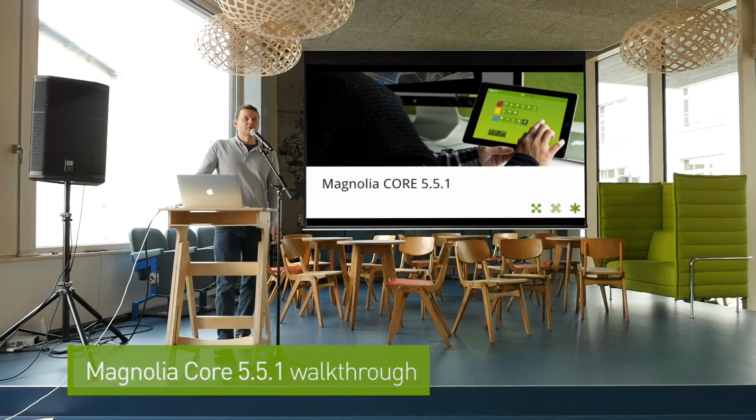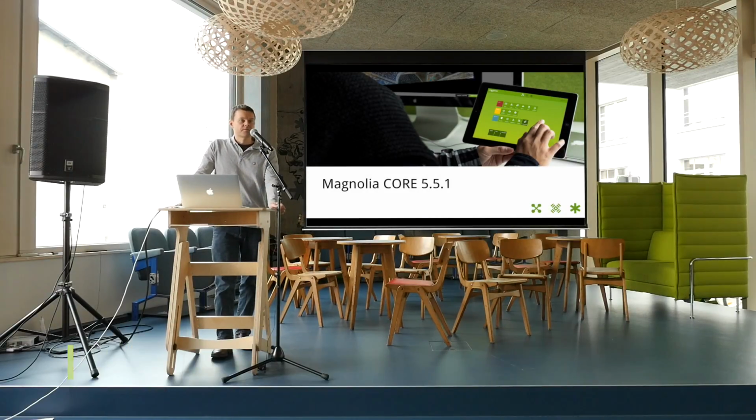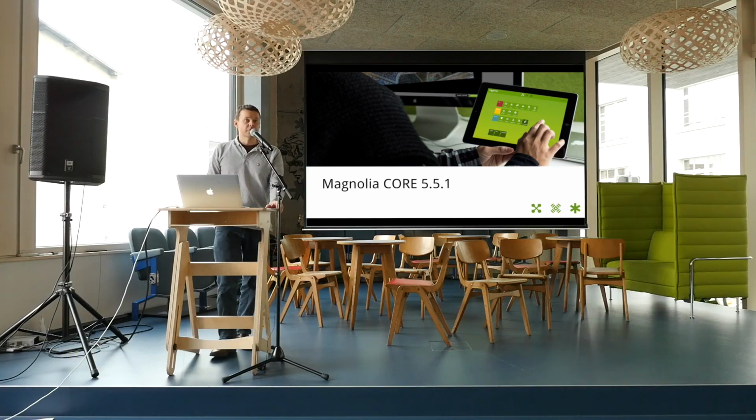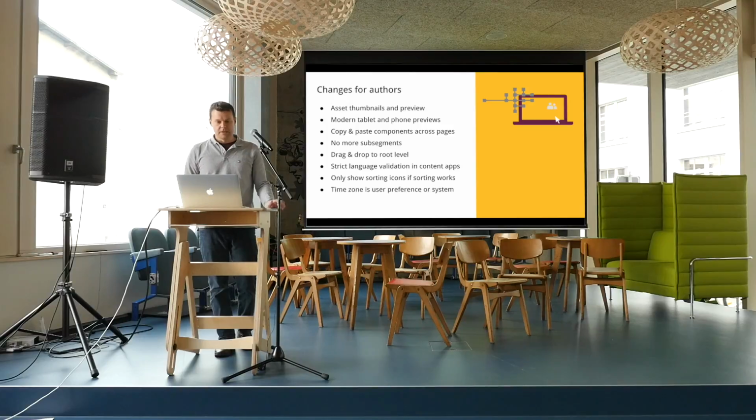Thanks for coming to this Magnolia 5.5.1 walkthrough. This is the first maintenance release after 5.5, and in this release we fix 97 issues, but also deliver some really nice improvements for authors. So let's look at the agenda.